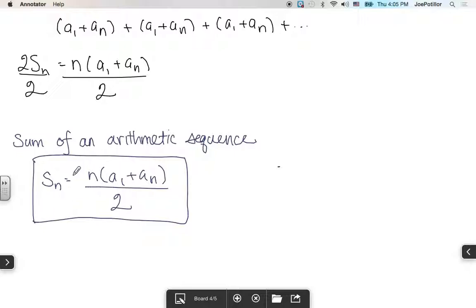From this point, we'll come back with the properties of the sums.